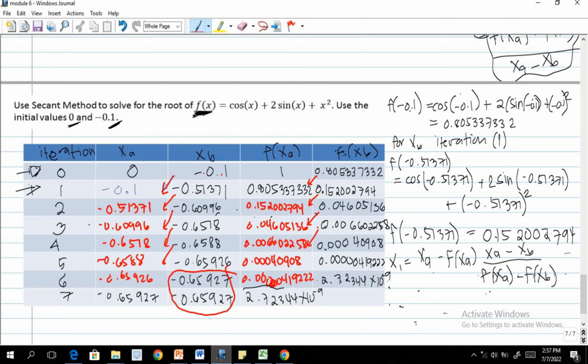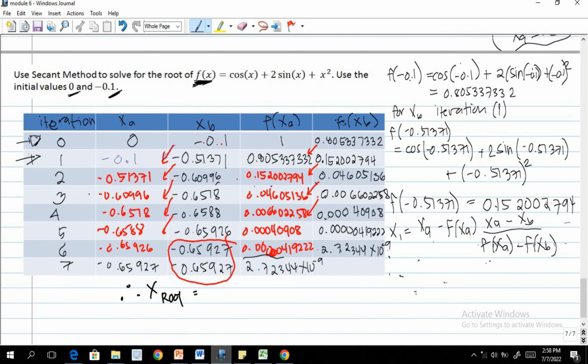So with that, and yung ating FXA at saka FXB ay almost 0 na rin, magkakaroon tayo ngayon ng conclusion na ang ating x root for this function, cosine of x plus 2 sine x plus x squared, ang ating x root ay magiging negative 0.6592. This is now our answer for this function using the secant method.